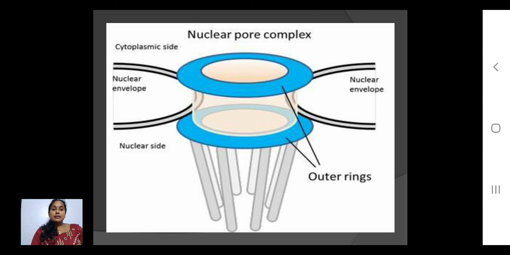And you can see the picture of the nuclear pore complex. Here the cytoplasmic side is there, the nuclear envelope is there, and the nuclear side is also there. The round outer ring is attached to the nuclear envelope. This is the structure, a diagrammatic representation of the nuclear pore.